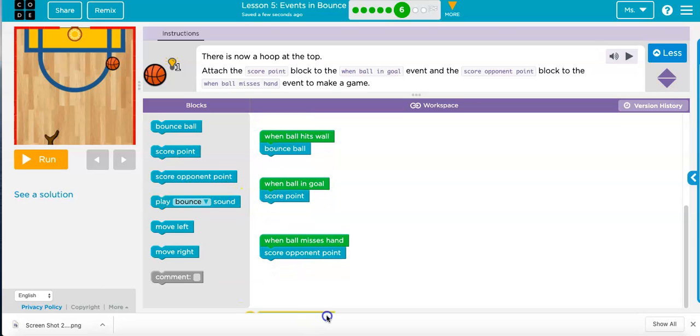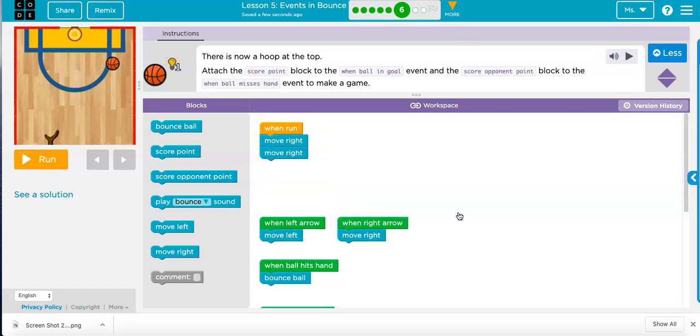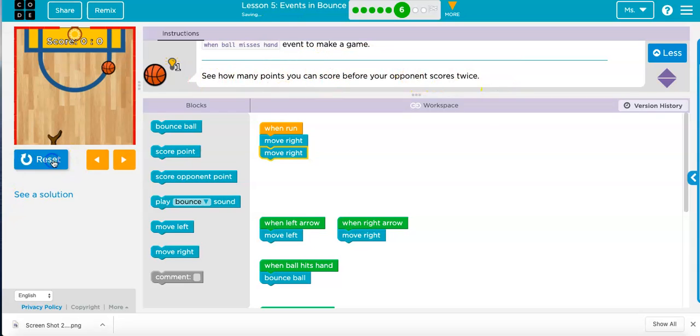I also know that when we hear a point, we should hear a sound. We should hear a net switch sound. I'm going to also do that for my when ball and goal, because that's what typically happens when you make a shot. And then you want to run it. If you scroll this up and down, you'll see what they say. See how many points you can score before your opponent scores twice. Run it, move your arrows, play the game. You want to try to beat your opponent.